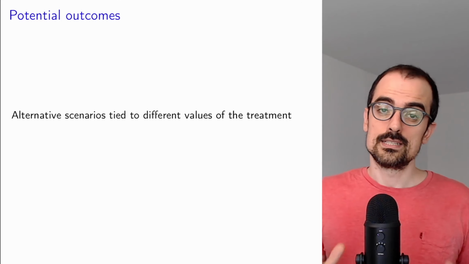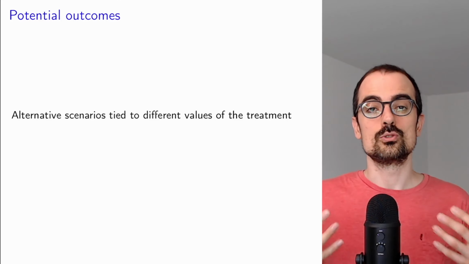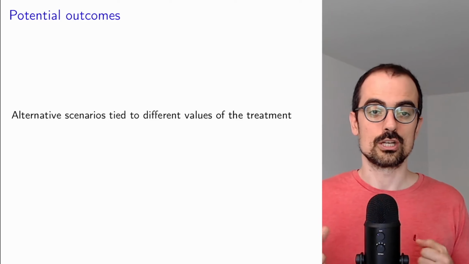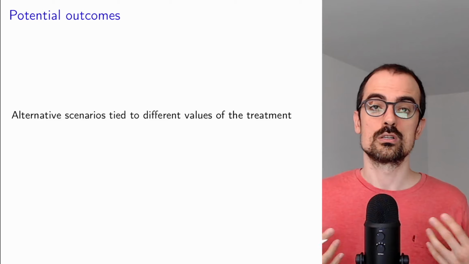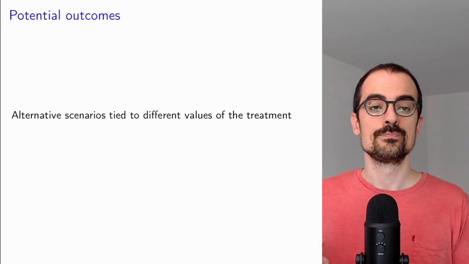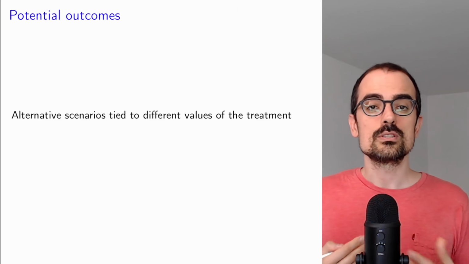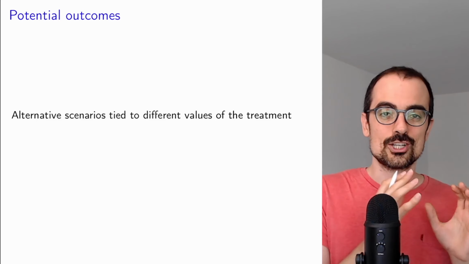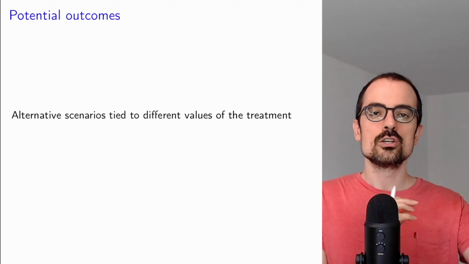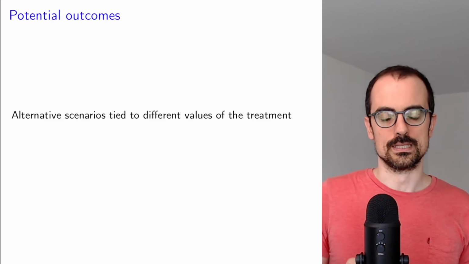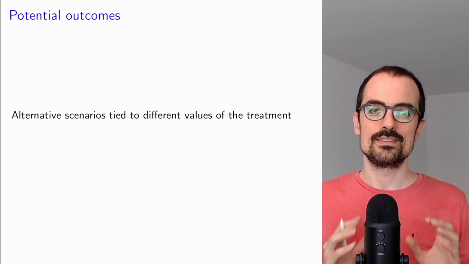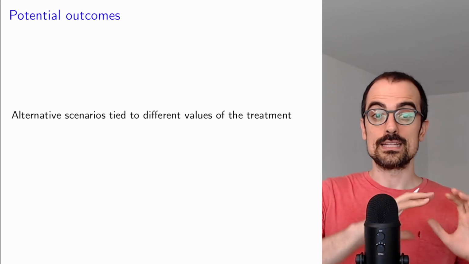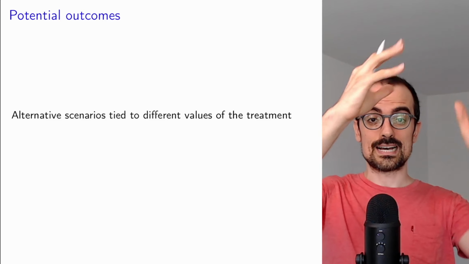All right, so this is a very important slide because we're finally going to introduce the concept of potential outcomes, which enable us to talk about causal inference formally. Basically, potential outcomes define alternative scenarios that are tied to different values of the treatment. The way I think about it is as if these were hypothetical worlds where the treatment has just one value.